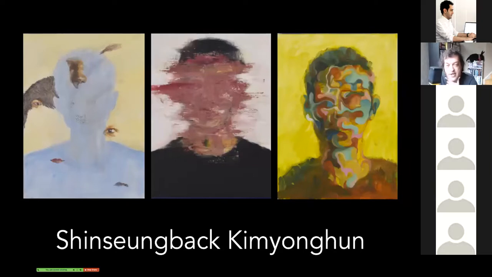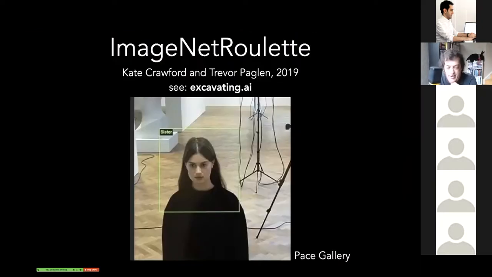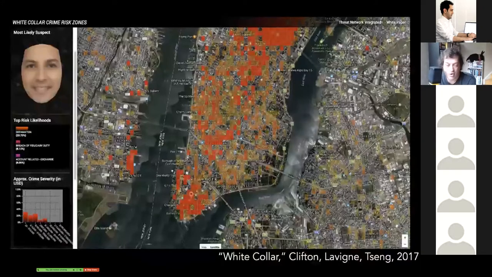A more pointed critique is ImageNet Roulette, which is trained on ImageNet labels in a kind of inaccurate way to highlight some of the worrisome data issues around data sets like ImageNet. And another even more poignant example is the White Collar Crime Risk Zones work, which is on the web, which is meant to critique the use of recidivism prediction and predictive policing to target disadvantaged communities. This is a model which purports to predict where white collar crime will occur and profile the appearances of the most likely subjects of that in New York.